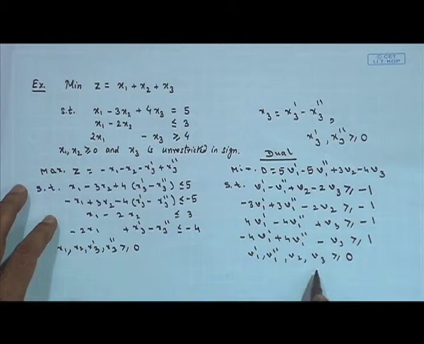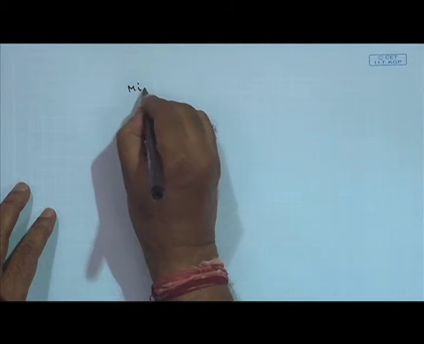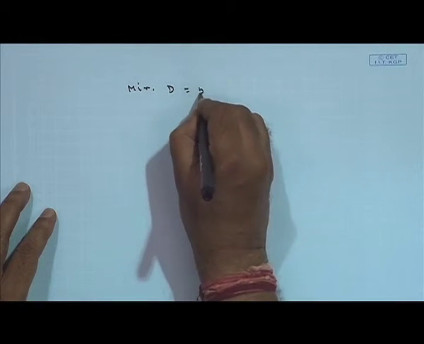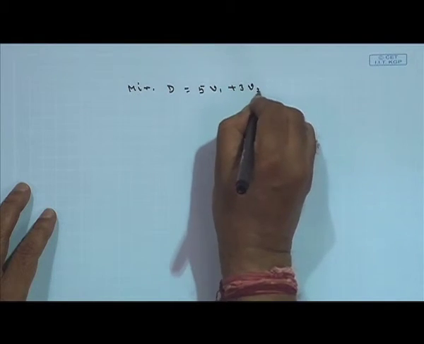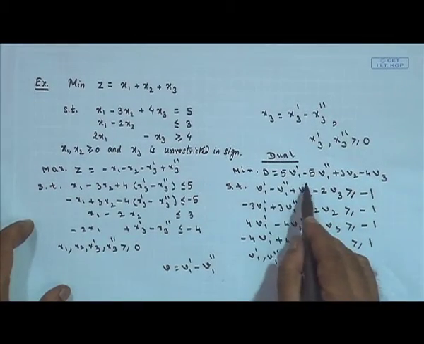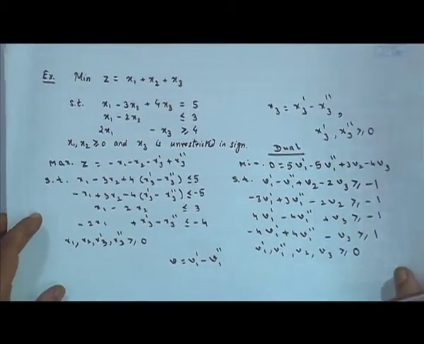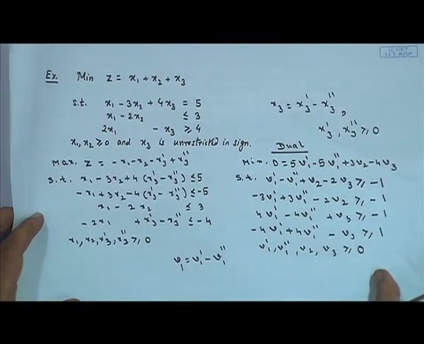So, this is the problem. Now, if I assume that v1 equals v1' minus v1'', then this particular dual problem I can write like: minimize d equals 5 v1 plus 3 v2 minus 4 v3. I am replacing v1' minus v1'' by v1.